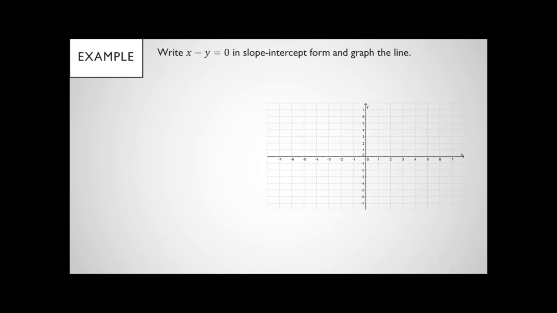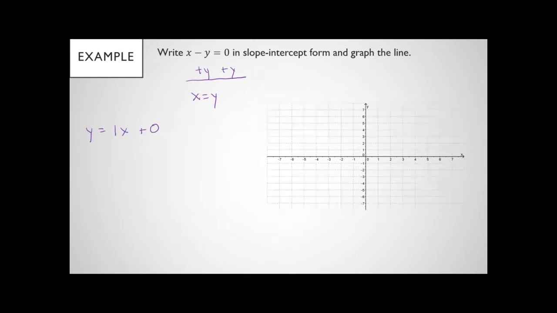Okay, so now we're going to write x minus y equals 0 in slope-intercept form and graph the line, just like we did on the other one. So again, I want to solve this for y. And because it's set equal to 0, it's easy enough to just add y to both sides, which gives me x equals y. So I'm going to just rewrite this. y equals 1x, and then we don't have a number added on, so I can put plus 0.